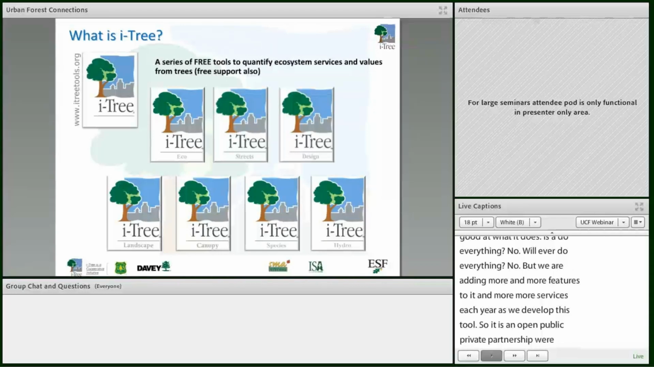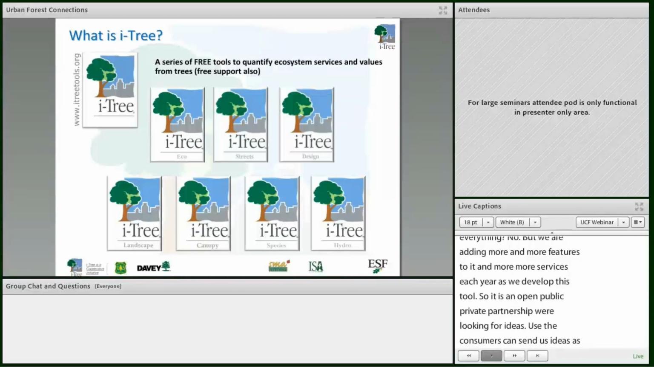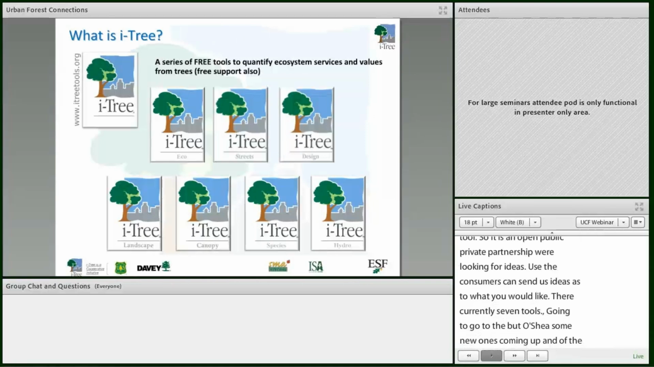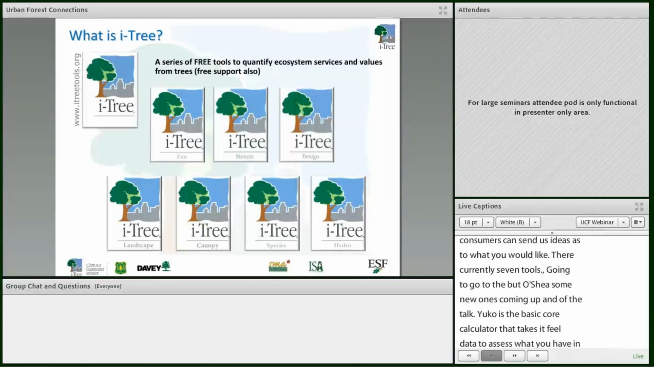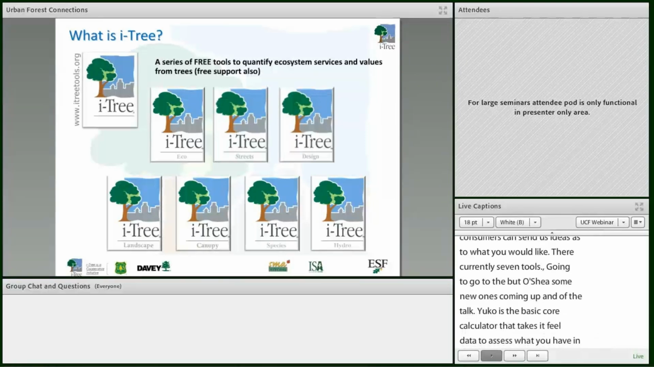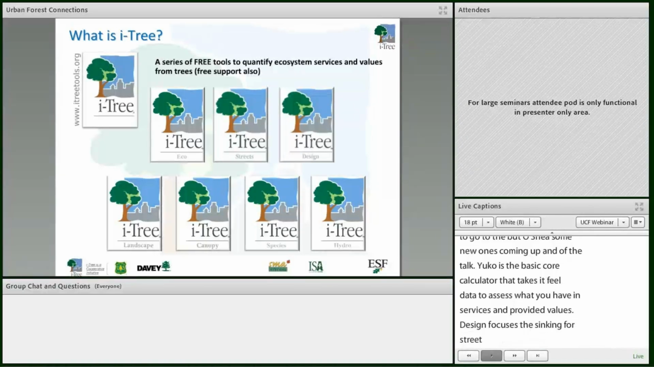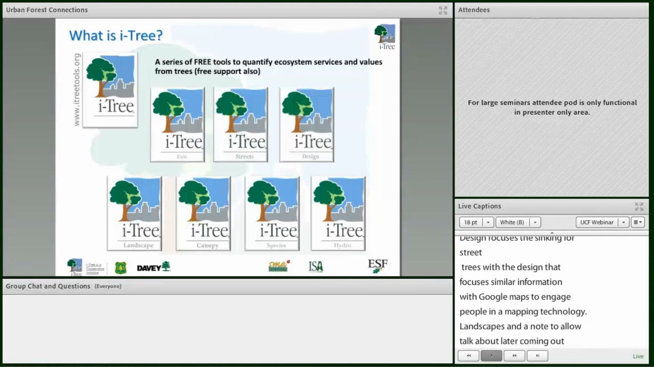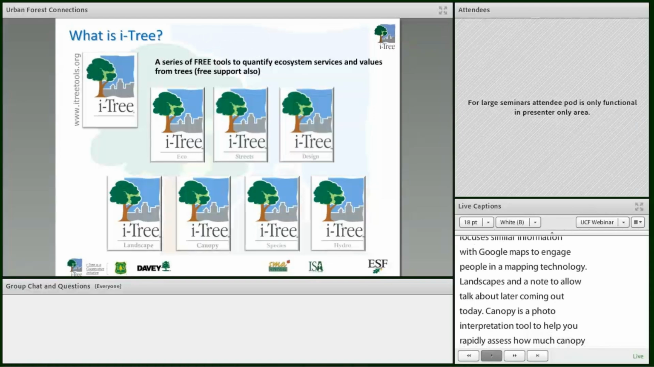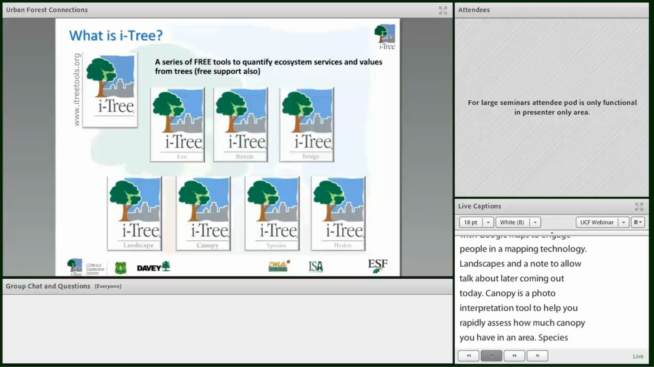There are currently 7 tools. I'm not going to go through them; I'll show you some new ones coming up at the end of this talk. Eco is the basic core calculator that takes in field data to assess what you have, in services provided and values. Streets does the same thing for street trees. Design focuses on similar information but uses Google Maps to engage people with mapping technology. Landscape is a new tool I'll talk about later, coming out today. Canopy is a photo interpretation tool to help you rapidly assess how much canopy you have in an area. Species is a quick tool to guide you as to what species to select. And Hydro is a hydrologic model that simulates stream flow and water quality effects from the forest.